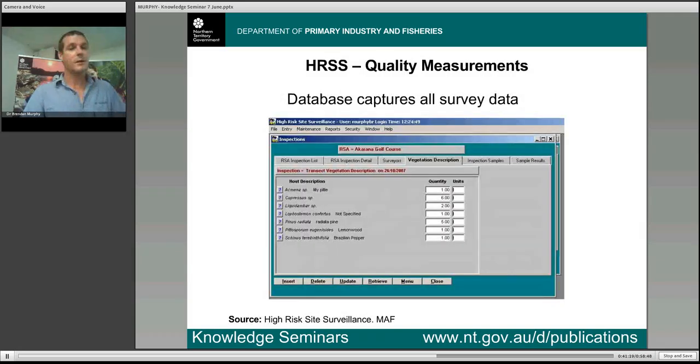So quality measurements. Now we're going to use different quality measurements for different programs, but one of them is obviously, well, how many plant species are we capturing and how does that improve over time? If we're only collecting a couple of plant species, well, that's not much use to anyone, but we need to be able to demonstrate that we're capturing a lot more plant species. So this is the database that underpins the spatial data that you saw before. So this is looking at one particular site called Akarana Golf Course.